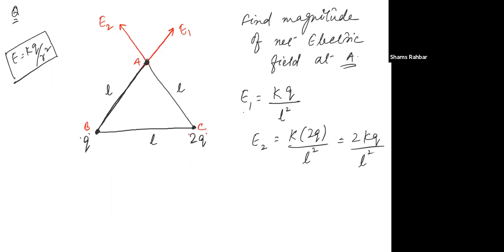This is one field, this is another field. What will be the angle between these two electric fields? 60. 60 degree. Very good. Of course, it would be 60. So how will you write the net electric field?